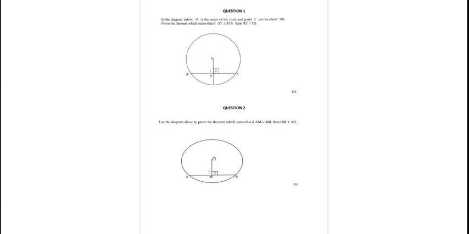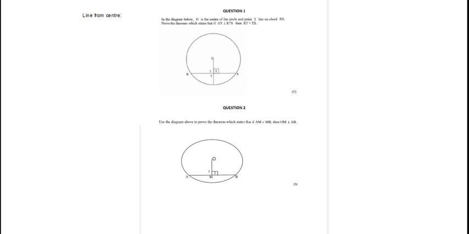Now we want to prove these two theorems. This is proving the line from the center theorem. We can all see that there is a line from the center, so we just want to prove that theorem. Now there are two conditions.